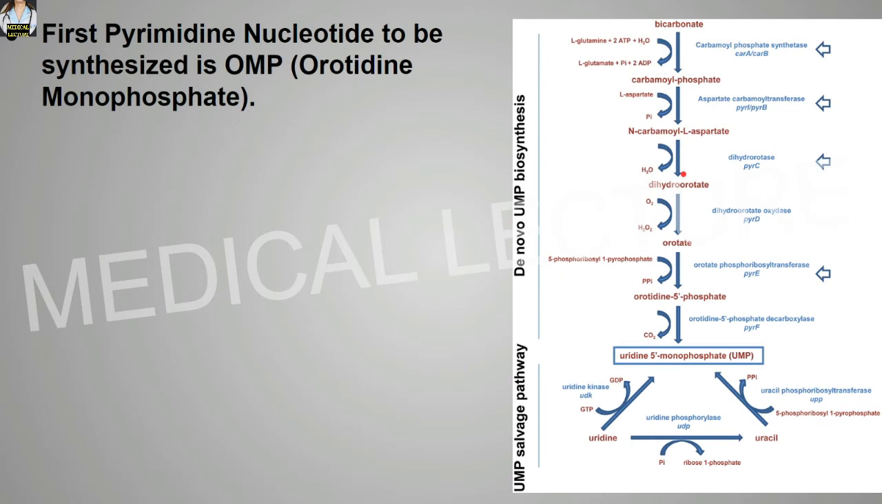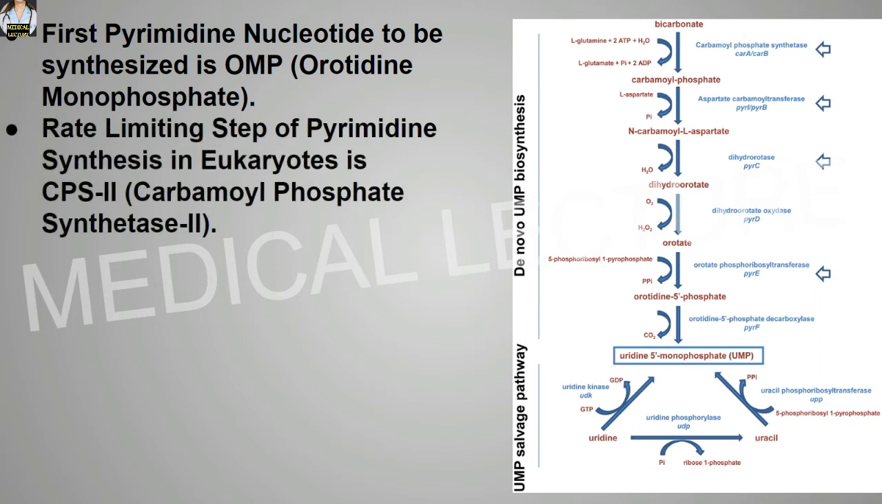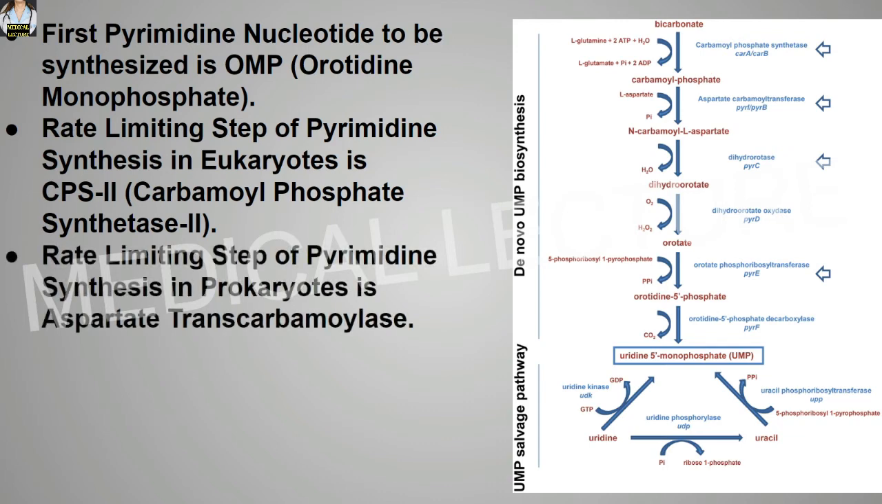The first pyrimidine nucleotide to be synthesized is orotidine monophosphate. The rate limiting step of pyrimidine synthesis in eukaryotes is the CPS2, that is the carbamoyl phosphate synthetase 2 step. As you can see over here, this step is the rate limiting step of pyrimidine synthesis in eukaryotes. The rate limiting step of pyrimidine synthesis in prokaryotes is aspartate transcarbamylase.